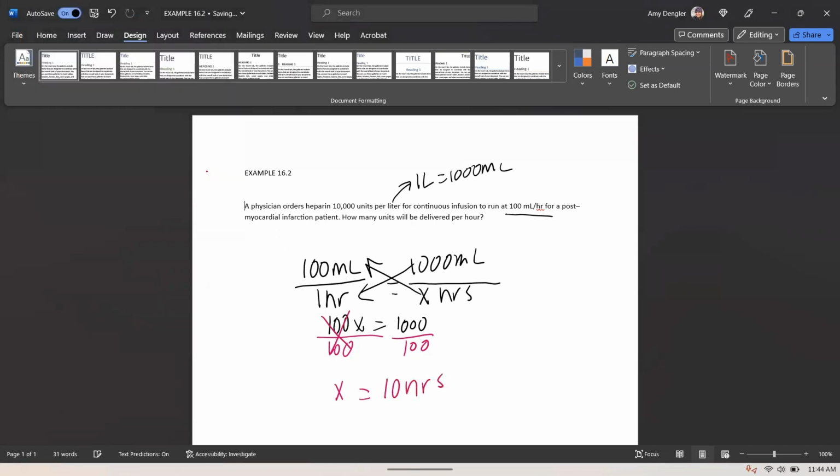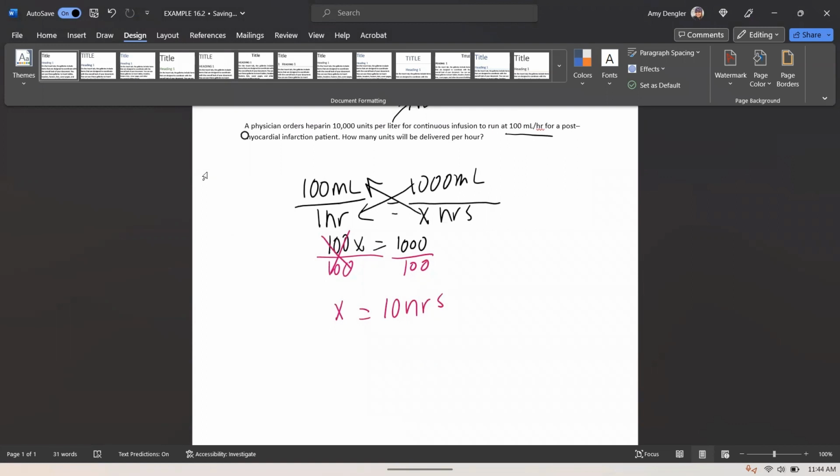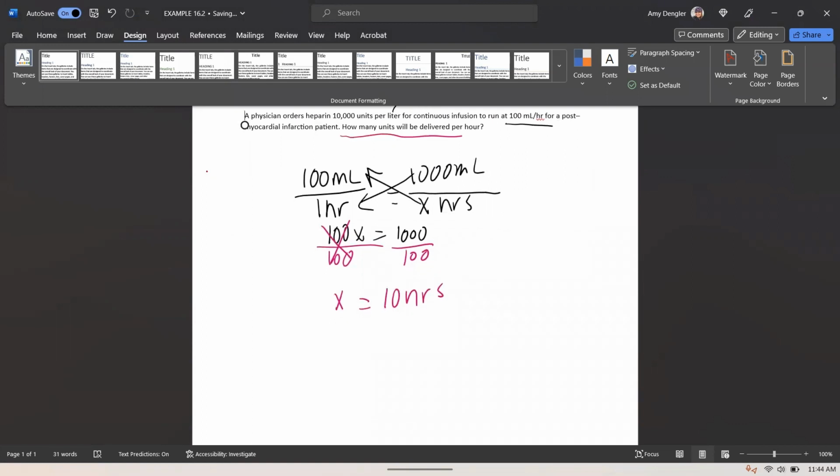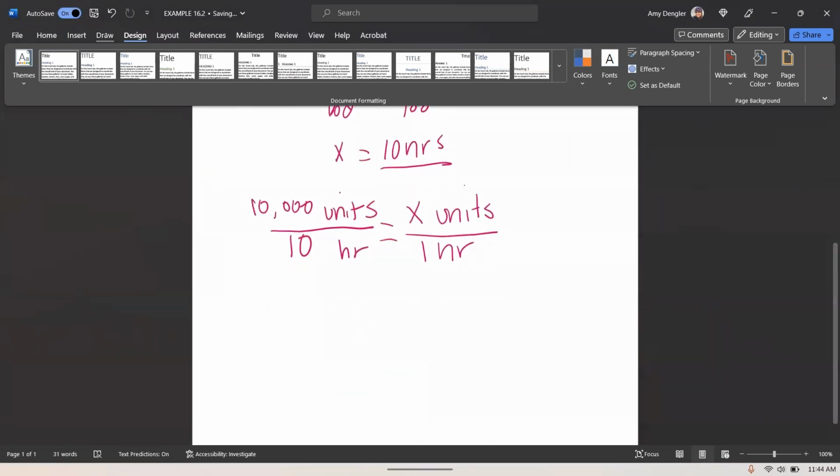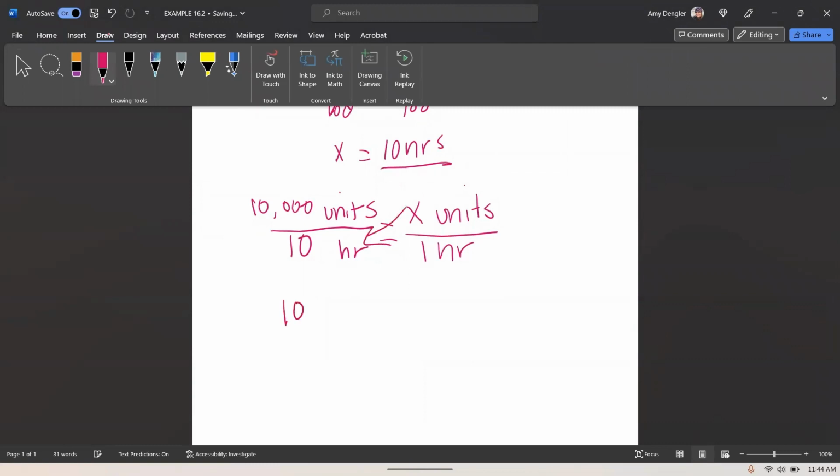Which tells me that's going to take 10 hours. Now, in my next problem, I'm looking at my last problem, answering the question, how many units will be delivered per hour? So X units over 1 hour. So I know I need to have hour here and units here. My units is of course going to be my 10,000 units. And my hours is going to be my 10 hours. So I would do 10x is equal to 10,000 times 1, which is just 10,000.